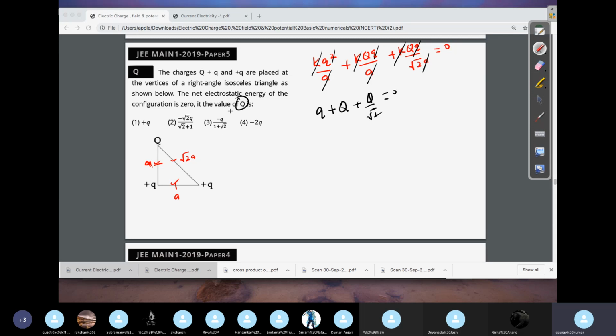What you have to find is the value of capital Q. So what is capital Q? You will get Q equals minus of q times 1 plus 1 by root 2. They're asking capital Q. So capital Q is minus of q. Root 2 will come down and then root 2 will go up, and then here you will have root 2 plus 1.